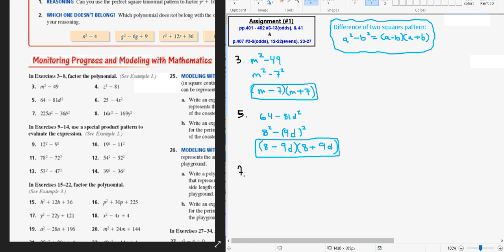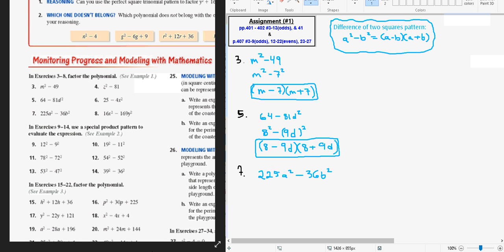All right, number 7. Number 7 looks a little bit worse. Some bigger numbers here: 225a squared minus 36b squared. Now we're using a and b, which might make this a little more confusing, but it's still the same idea. Can we write this as a quantity squared minus a quantity squared? Well, 225. Some of you will look at that and wonder if that's something squared.